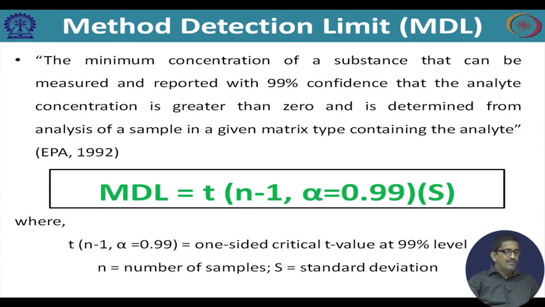In this session we will be doing numericals on mass balance models as well as method detection limit. So now we will look into the method detection limit. In the previous lectures we have already studied that the method detection limit is the minimum concentration of the substance that can be measured and reported with 99% confidence, where the analyte concentration is greater than 0, and it is determined from the analysis of a sample in a given matrix type containing the analyte. We have seen that the MDL can be determined using the student t test, where t is equal to t(n-1, alpha = 0.99). This alpha 0.99 is the level of confidence. In the numericals we will see that.